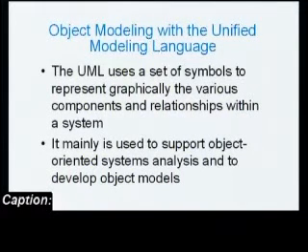The UML uses a set of symbols to graphically represent the various components and relationships within a system. It is mainly used to support object-oriented systems analysis and to develop object models. There are 5 main UML model types that are used during object-oriented analysis: use case, class, sequence, state transition, and activity. Each tackles the definition of the system from a different perspective.